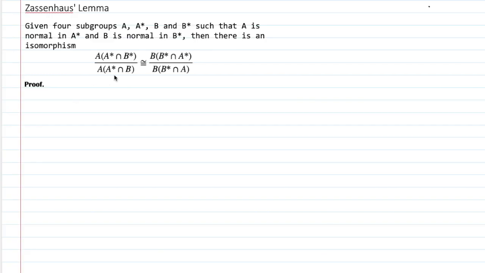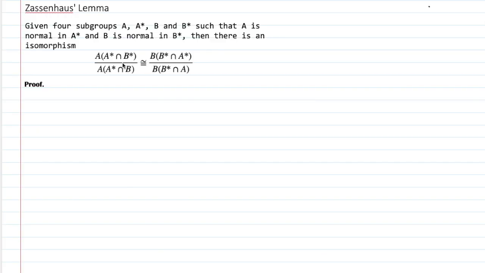The Zassenhaus Lemma states that if we have a group G and A is normal in A star and B is normal in B star such that A star, B and B star are subgroups of G, then there is an isomorphism like this, which is defined here. If we look into this expression of isomorphism, this is obviously a group isomorphism. In order to make this group isomorphism well defined, we must have the denominator on the left hand side be a normal subgroup of the numerator. And similarly, the denominator, that is B into B star intersection A, must be a normal subgroup of B into B star intersection A star.